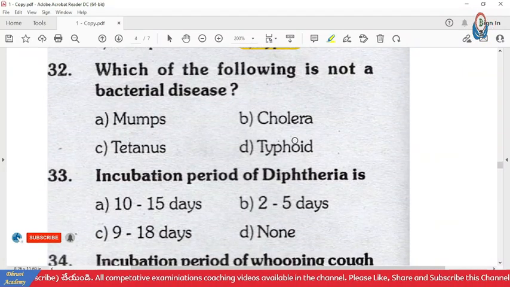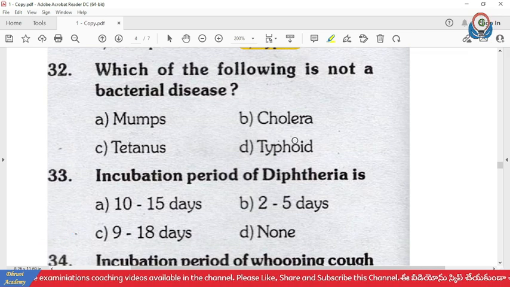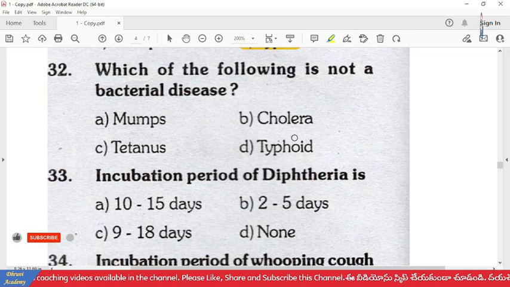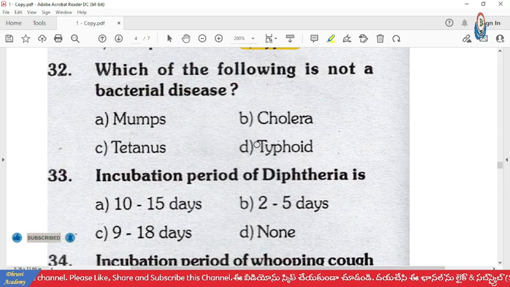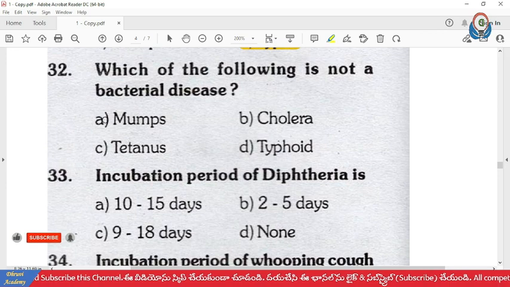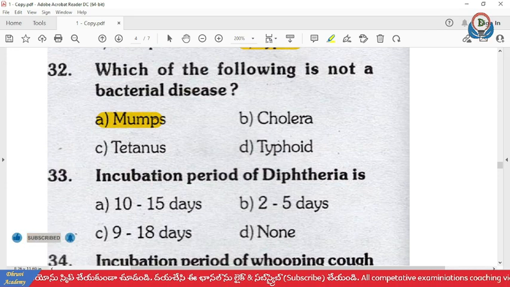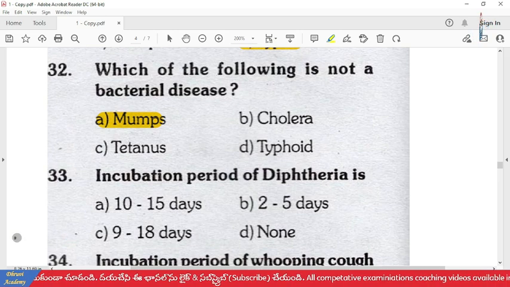Which of the following is not a bacterial disease? Is it A, mumps, B, cholera, C, tetanus, or D, typhoid? Which is the correct answer? The answer is mumps, because mumps is a viral disease.